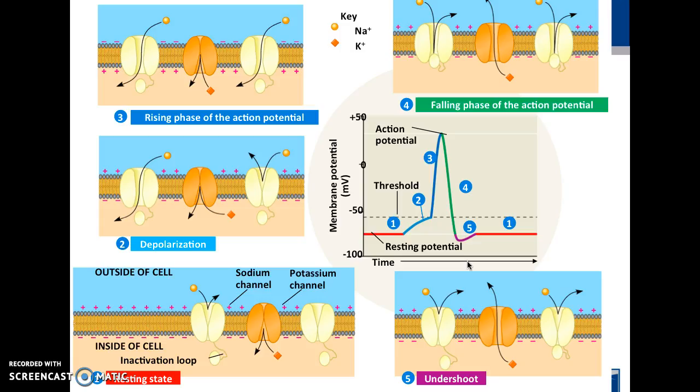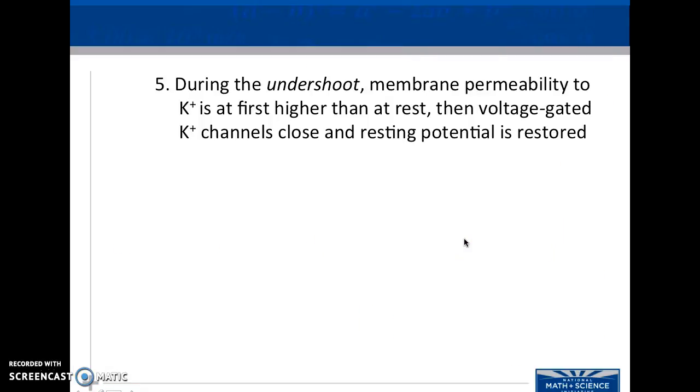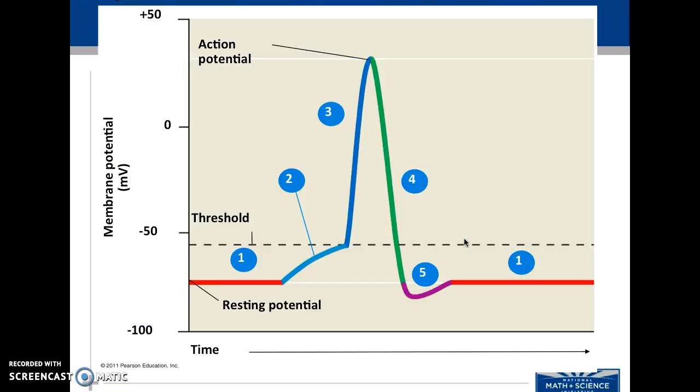We also see something called an undershoot, which is going to be this little purple dip. During the undershoot, what ends up happening is more potassium than is necessary is pushed out of the cell. So it actually gets more negative than it needs to. A little bit of potassium flows back in, and it regains its original negative balance, but it kind of bottoms out and then goes back to normal. Again, at 1, I'm at resting potential again.